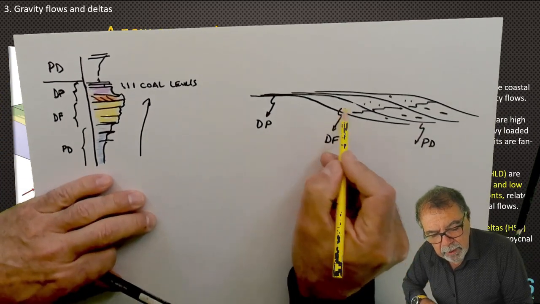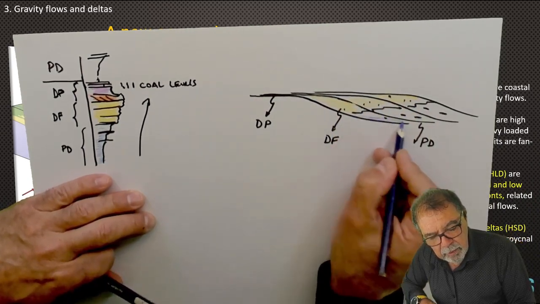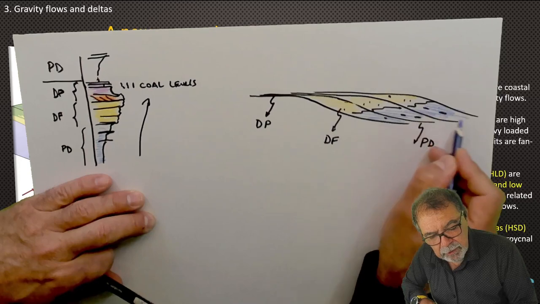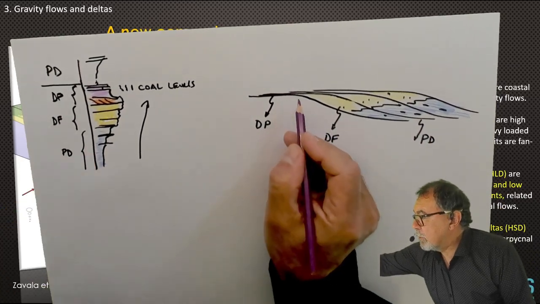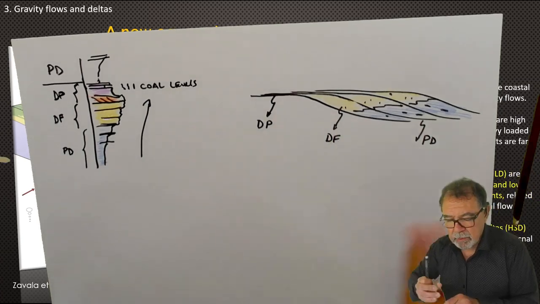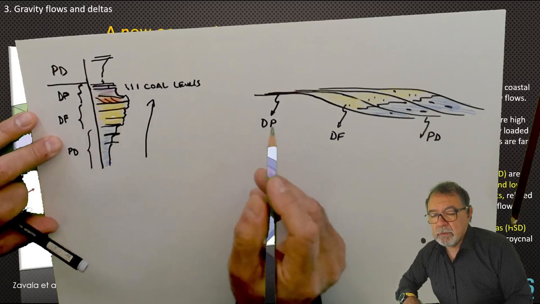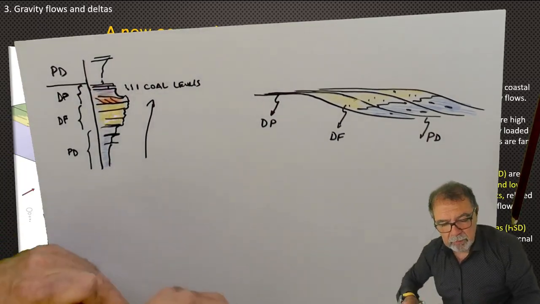So if you make here a vertical section, you will find, I don't know if I can use the green. I can use the green? No? Okay. I will use this brown.